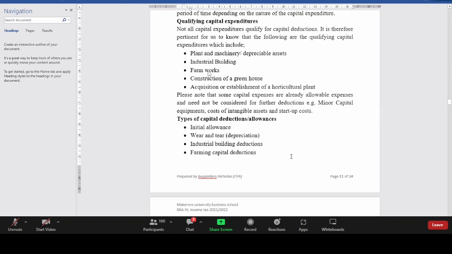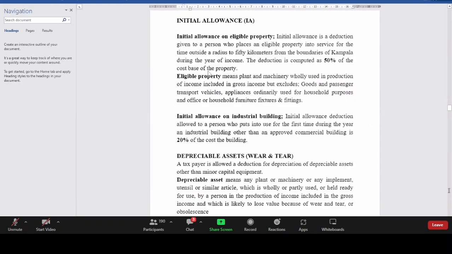Farm capital deductions. Those are the ones related to greenhouses and farm works, and even depreciation for the horticultural equipment, which we are going to see now. Right. Initial allowance, that one I explained. I will come back to it slightly.